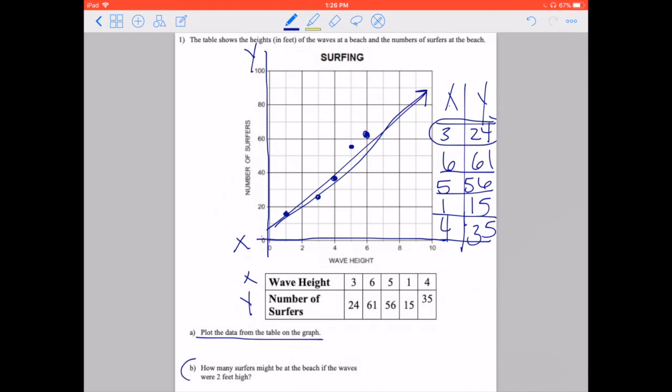So if we look at question B down here, how many surfers might be at the beach if the waves were 2 feet high? So if we look at that line and where it passes, if I were to go to 2 and plot it on that line, we're looking at about 20 surfers. So the answer for this one would be 20 surfers. And we're estimating. On the test, it'll be multiple choice. So if it says 22 surfers is in one of the answer choices, you might put 22. You just want to get a range on this one.